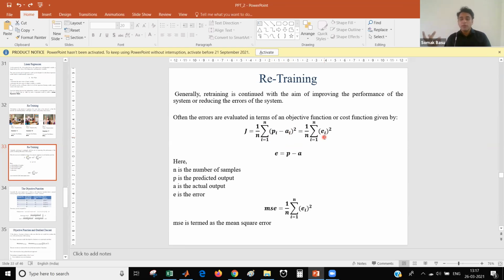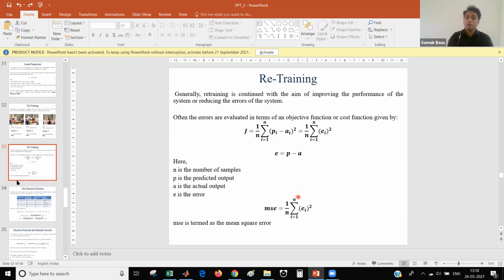So a neural network may also make some errors and we want the errors to be as low as possible. For that, we need to design appropriate machine learning models. So P are the predicted values, A are the actual values. P minus A, predicted minus actual, will give you the errors. So error is nothing but P minus A. Now it may so happen that the errors may be positive as well as negative. For that, we generally calculate something called the mean square error. That is 1 by n summation of e_i square, i equal to 1 to n.